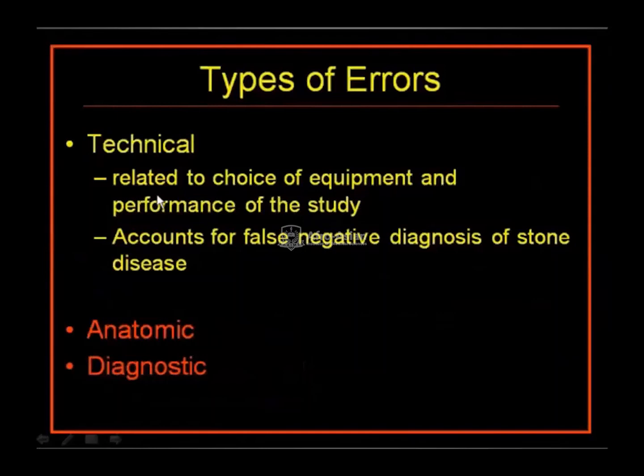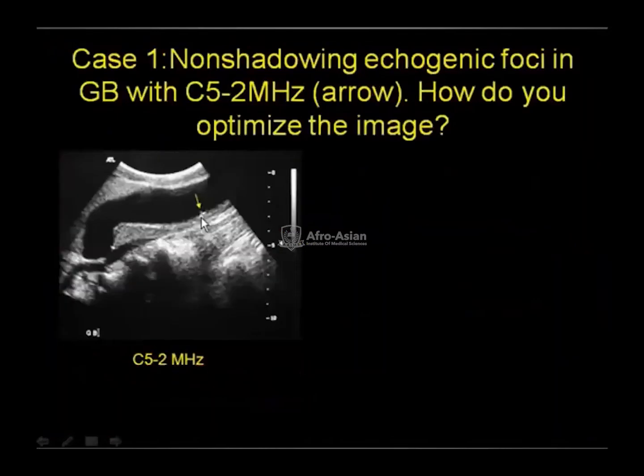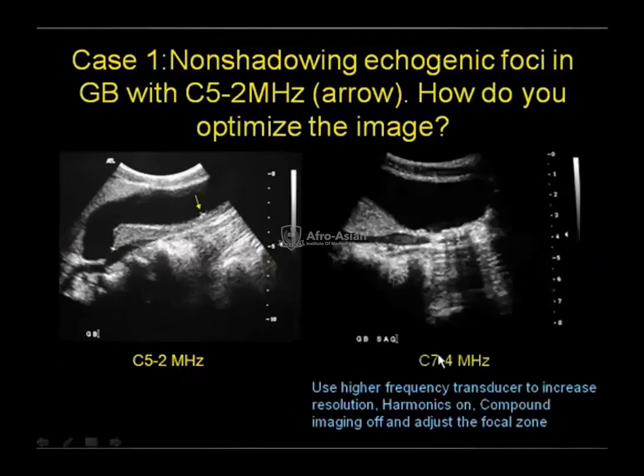For technical errors, we have to choose the transducer. This is the convex 2 to 5 megahertz, and here is 7.4 megahertz, and you can see that with the higher frequency transducer, to increase resolution, with harmonics on, you can find more sand and more debris as compared to what was visible on 2 to 5. So we were going in more depth. Sometimes we need superficial scanning, which uses the higher frequency, 7.4 megahertz. There are more sand particles or debris inside.